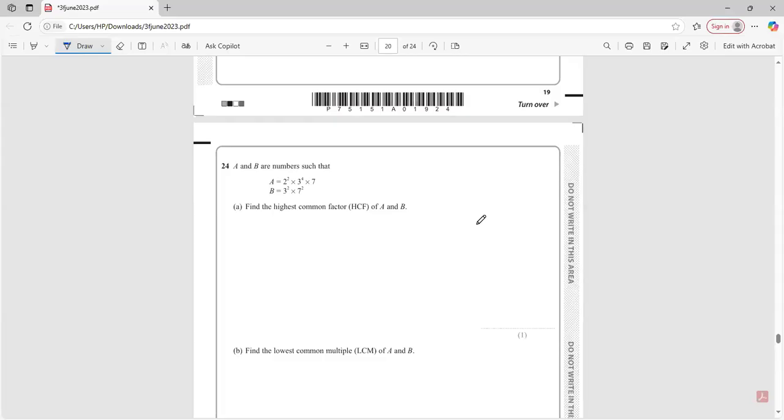Then of course the flip side, lowest common multiple, is the smallest multiple that they have in common. So let me hear from you. How would you do this question? How would you take on this question? Are you there? Yes. Okay. So how would you take on this question?